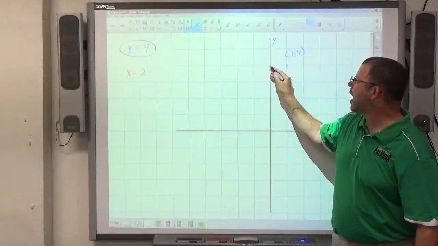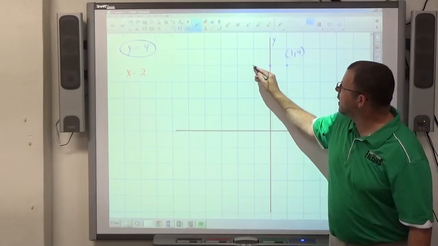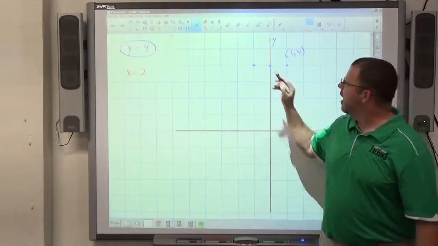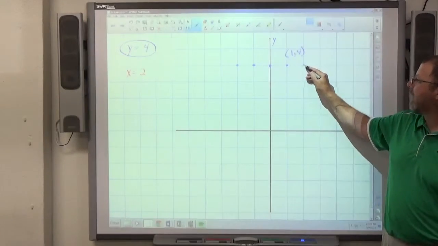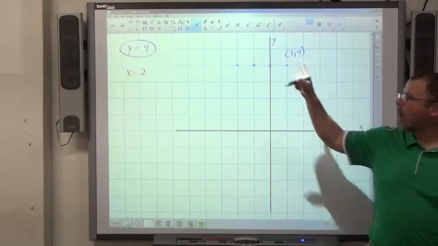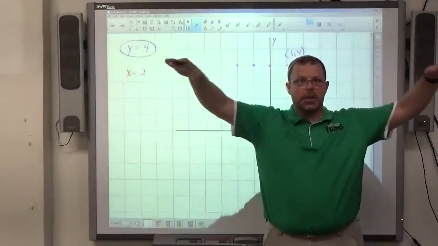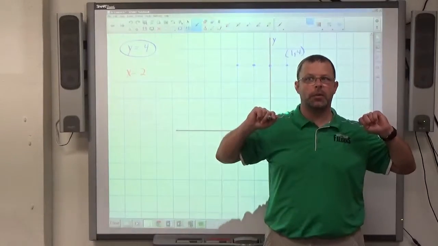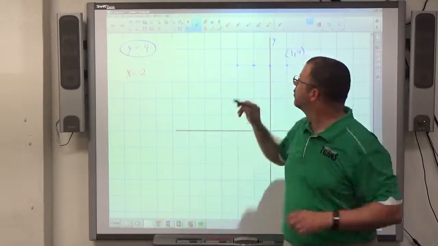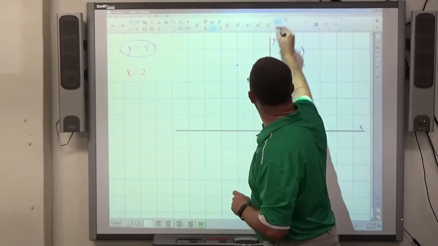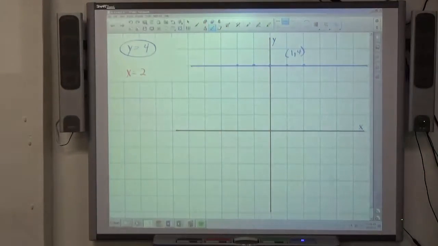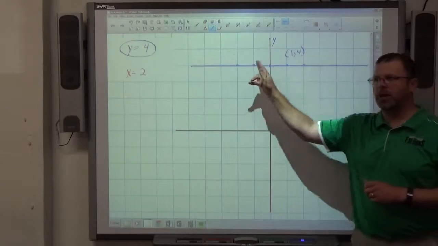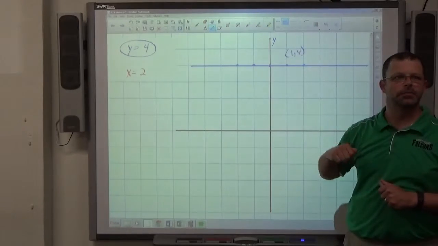X could be 0, y has to be 4. X could be negative 1, y has to be 4. X could be negative 2, y has to be 4. X can be positive 2, y has to be 4. Y has to be 4, and x is free to move along the line and be anything it wants to be. So that's why it creates a horizontal line. Because y has to be 4, x can be what it wants to be. You're free to move left and right, but you have to go to the height of 4.